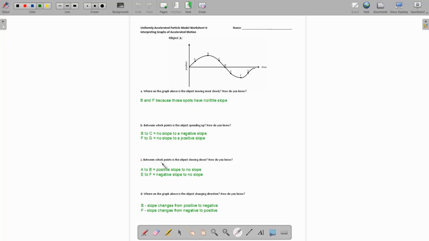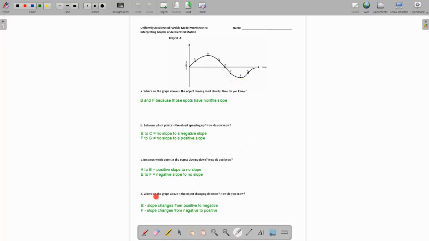C says, between which points is the object slowing down? So the opposite question. So we want to look for places where we go from having a slope to not having a slope. So from point A to B we see that, and then we also see that from E to F, where we go from a negative slope to having no slope here.